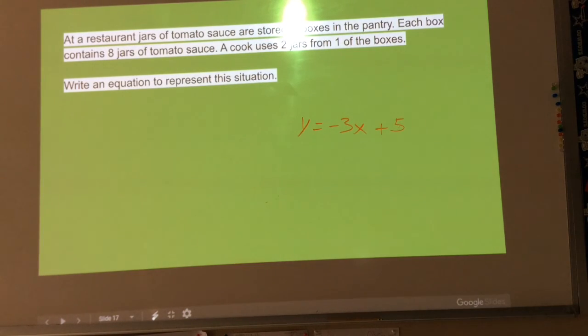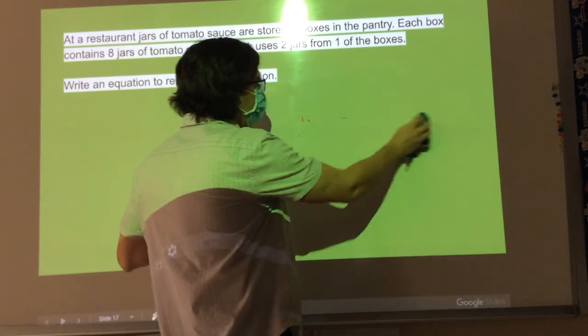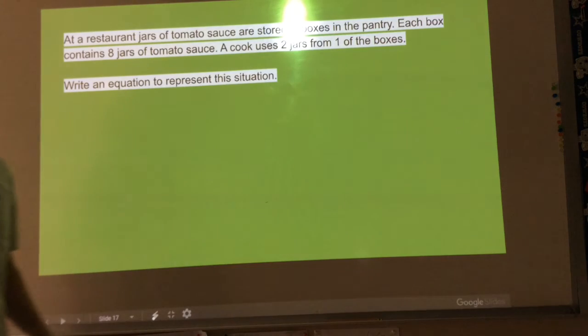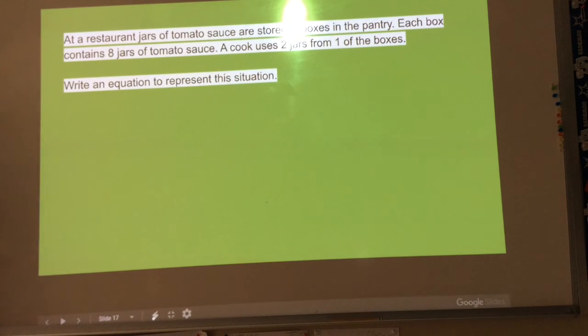Okay, at a restaurant, jars of tomato sauce are stored in boxes in the pantry. Each box contains 8 jars of tomato sauce. The cook uses 2 jars in one of the boxes. Can you write me an equation in slope-intercept form that represents this scenario? It's not a trick question. I'm not trying to stress you out here.